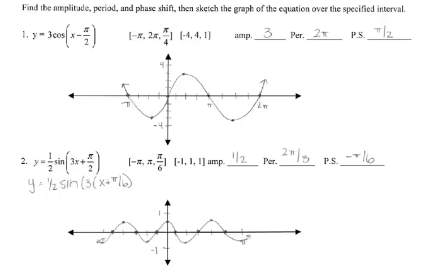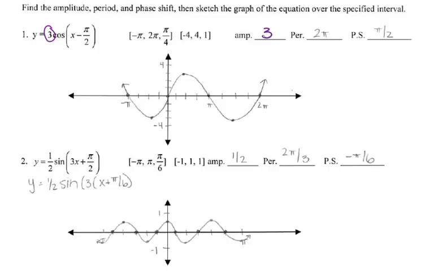So I have 3 cosine of x minus pi over 2. I want to find the amplitude, the period, and the phase shift, and I want to sketch the graph. Your amplitude is always the number in front of your trig function. So in this case, my amplitude is 3. I'm going to go ahead and draw over this.